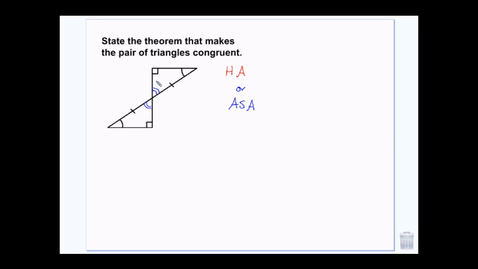No, because we don't have anything marked on the other legs. So we know an angle, we know a hypotenuse, and then because these are vertical, we know the other angle, but that's the extent of what we can know without it being marked. Any questions about that one?